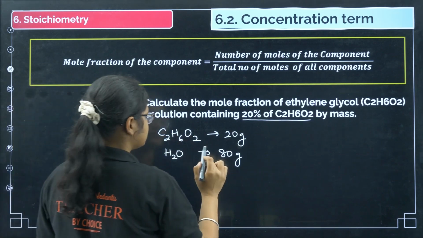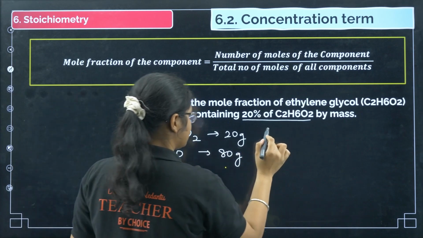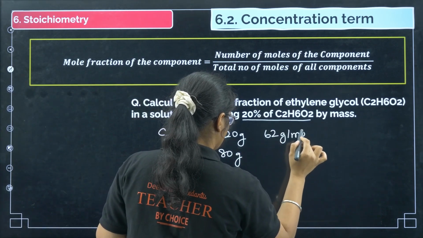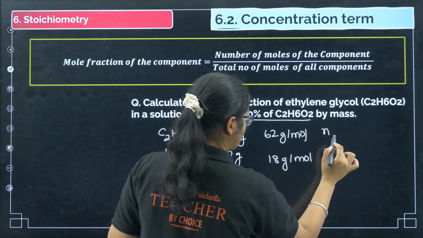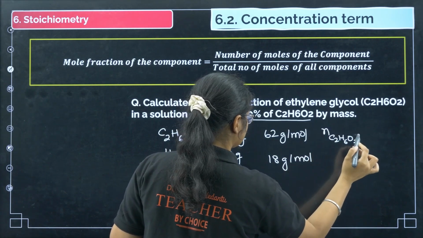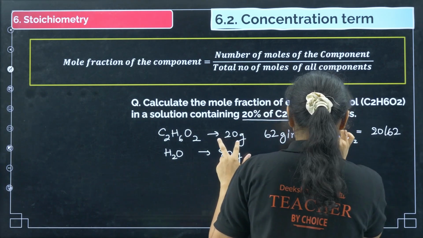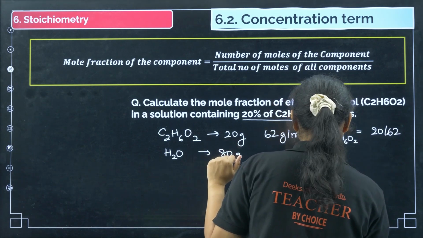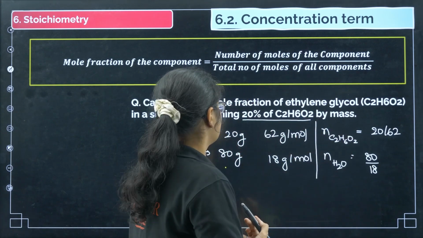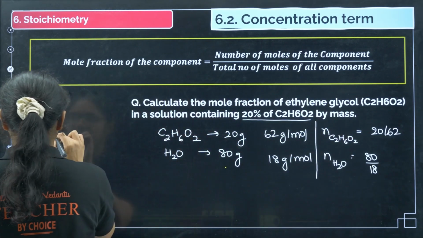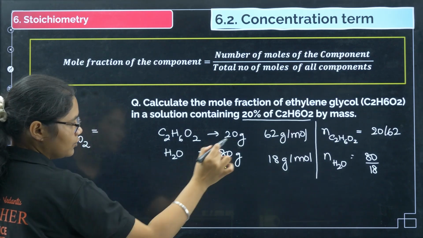Now what is the molar mass of this one? 12 2s are 24, 30 plus 32 is 62 gram per mole. And the molar mass of water is 18 gram per mole. What is the number of moles of ethylene glycol? That is given mass by molar mass, so 20 by 62, and the number of moles of water is given mass by molar mass, 80 by 18. So now if I want to calculate the mole fraction of ethylene glycol, that will be equal to what?